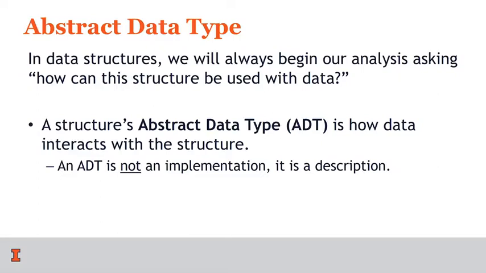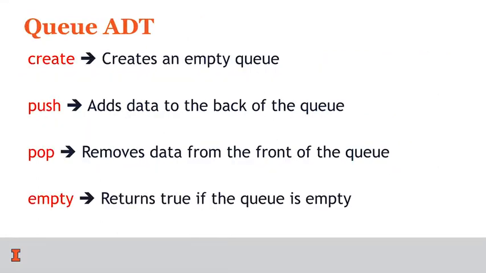The abstract data type for a queue is going to have 4 different functions. The first is we need to be able to create a queue, and that will create an empty queue with nothing in it. We need to push data into the queue, and that will add data to the back of the queue. When we want to remove data from the queue, we'll pop the queue, and popping the queue will take the first element of the data and bring it out.